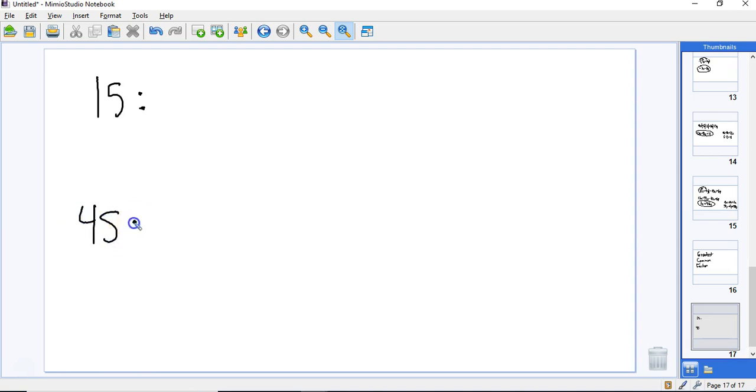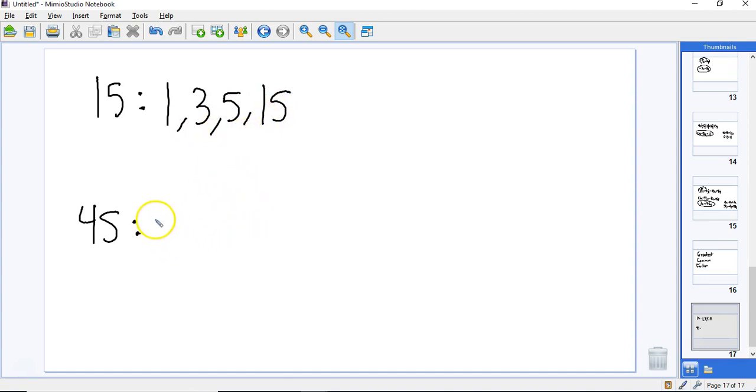So for 15, I've got 1. 2 does not go in it. 3 goes into it. 4 does not go into it. Okay, 3 times 5, that's 15. So I've got 1, 3, 5, and 15. Those are all the factors.